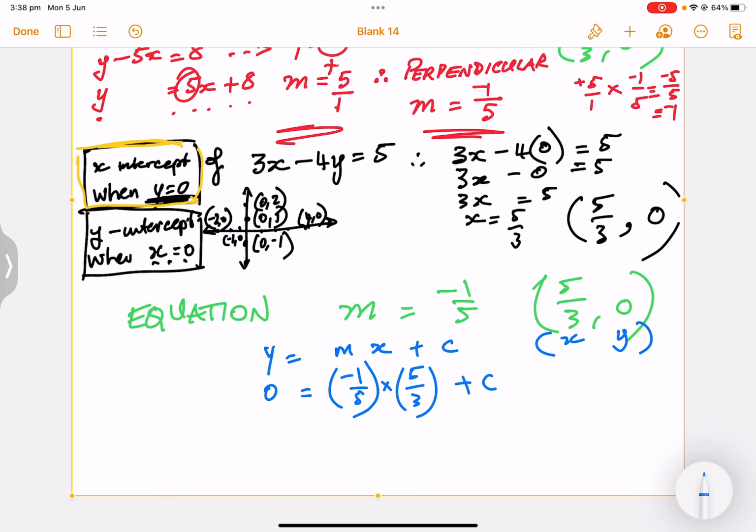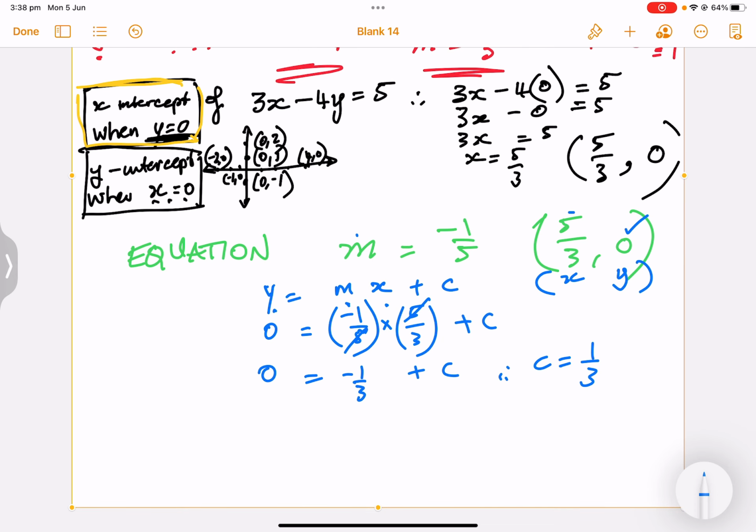We just have to find our constant, right? So we know y, we know m, we know x. We just have to find out that plus c. So y, 0, that's this value here, equals mx, that becomes negative 1/3 plus c. Therefore, c equals 1/3. Now we know m, we know c. We can say, therefore, the equation of the line we're looking for is y equals negative 1/5 x plus c.